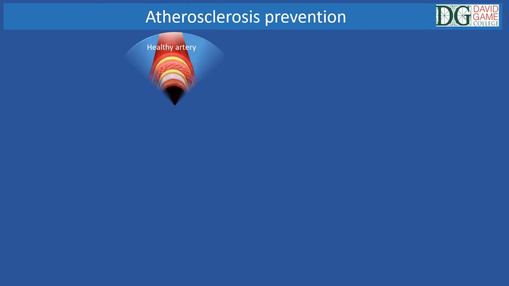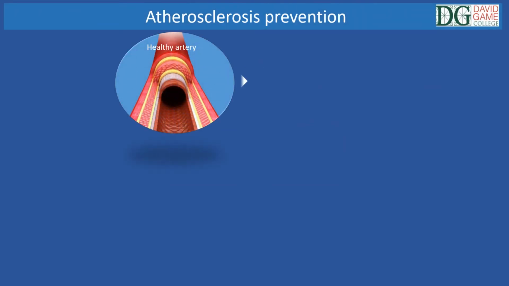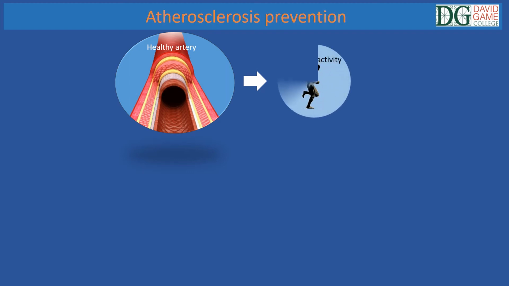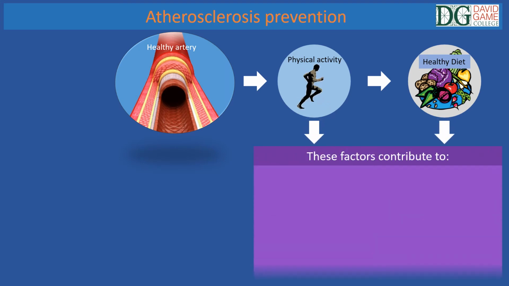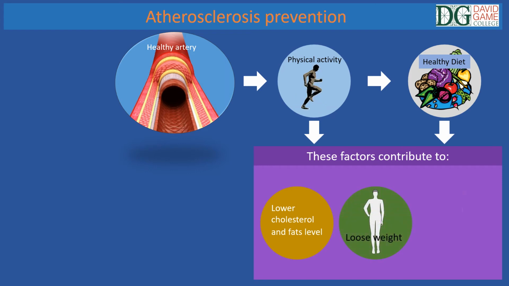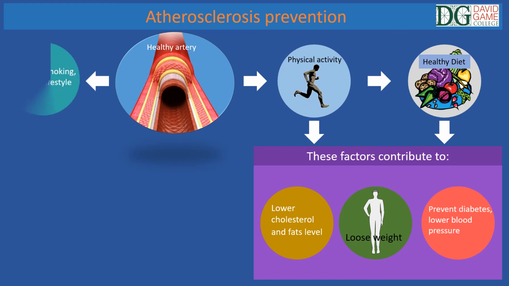A number of interventions can be implemented to reduce the risks of developing atherosclerosis, and these include increasing the physical activity, such as walking, running or cycling, and having a healthy diet. These factors contribute to lowering cholesterol and fats level, losing weight, decreasing the incidence of developing diabetes, and lowering blood pressure. Quitting smoking and improving the lifestyle are also important.